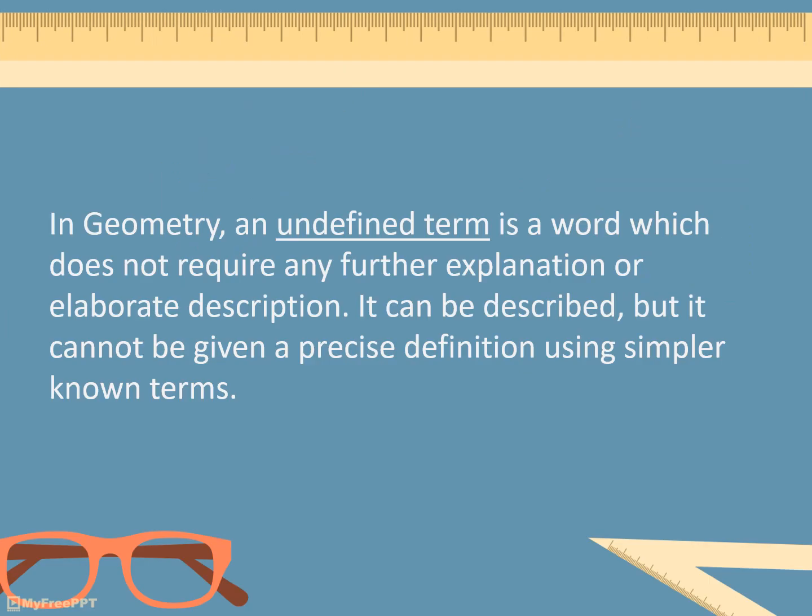So in geometry, an undefined term is a word which does not require any further explanation or elaborate description. It can be described, but it cannot be given a precise definition using simpler known terms. We have 3 undefined terms that we're going to cover today, but these are words that there's no way to break them down into any more simple terms than they already are. So let's look at our 3 undefined terms.